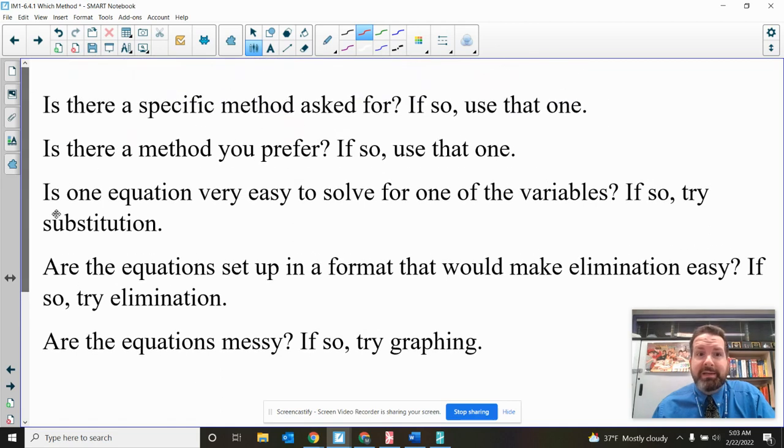So with all that said, if there's a method specified, use it. But if not, it is going to be up to you.